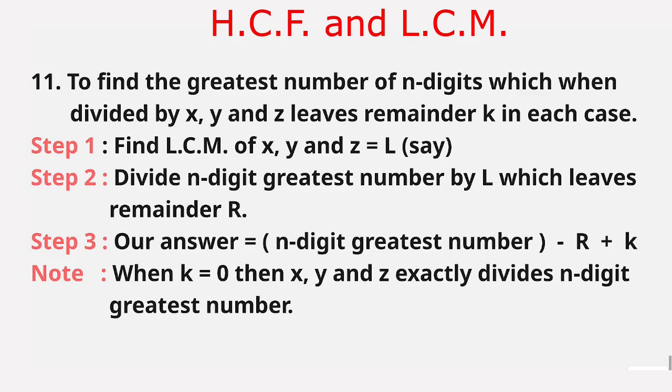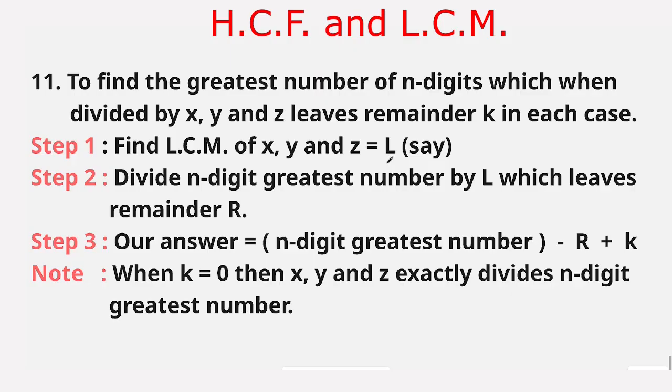I explain it again. Suppose the n digit number which we have to find is, say, a 4 digit greatest number, and that when divided by x, y and z leaves remainder k. So what will be the greatest n-digit number? The 4-digit greatest number is 9999. So in step 1, we have to find the LCM of x, y and z, and that is suppose L.